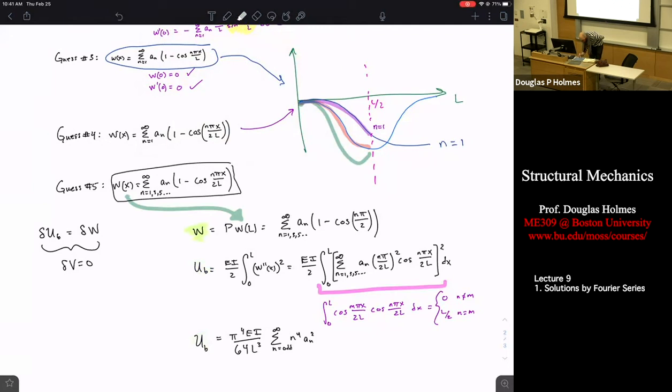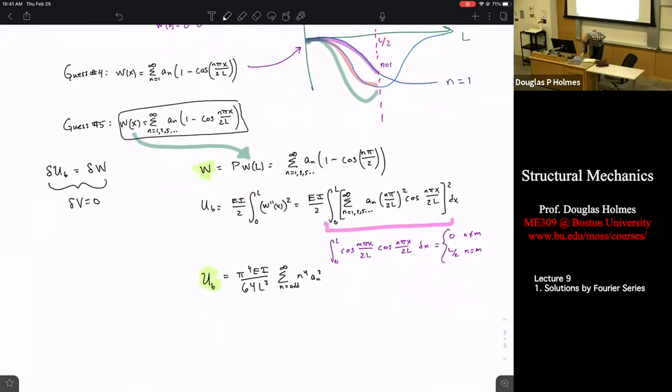Take the derivative with respect to our unknown displacement, A sub n, and then multiply that by a virtual displacement. These are not hard derivatives to take. We end up with the first variation of our bending energy being pi over 4 EI over 32 L cubed, sum over the odds, and the fourth A sub n delta A sub n.